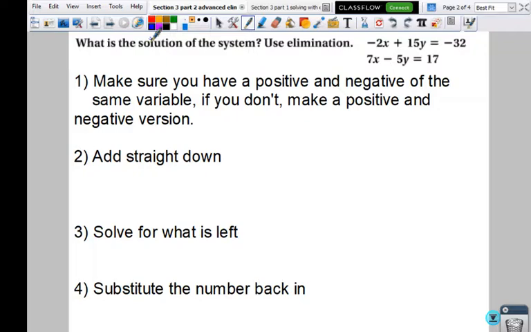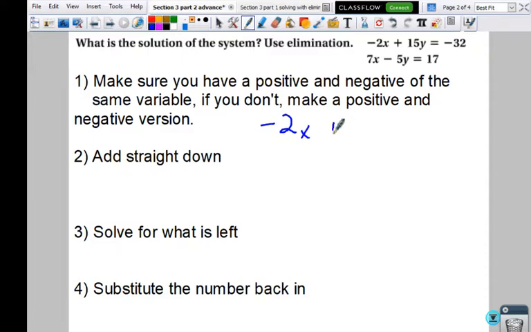Negative 2x plus 15y equals negative 32, and 7x minus 5y equals 17. What was step 1 for yesterday? What did we need? A negative and a positive of both numbers. Yep. So we needed something exactly the same with negative and positive, right? Do we have that? No. So let me write this down so I can work with it a little bit more.